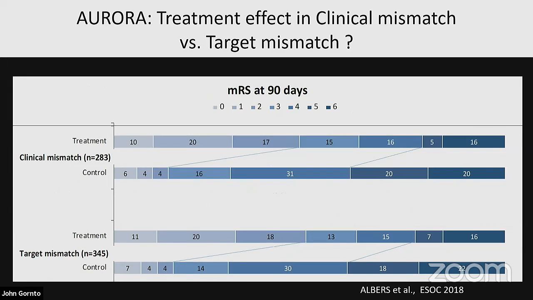The treatment effect in clinical versus target mismatch. This is a very interesting topic again, because the imaging criteria obviously is important. We use it. But if you look at clinical mismatch, so ASPECTS and NIHSS, versus target mismatch, the modified Rankin scale is pretty well matched at 34% for both groups.